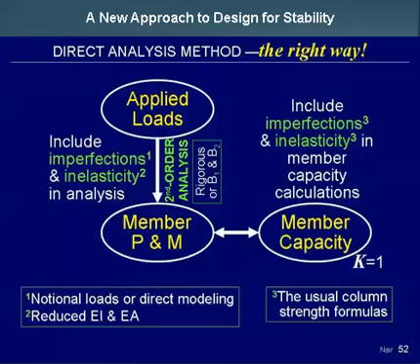You do a second order analysis, include imperfections and inelasticity by the methods that are prescribed, and then you compare that with the member capacity just using your usual column strength curve with no further corrections, and use K equals 1. Simple.